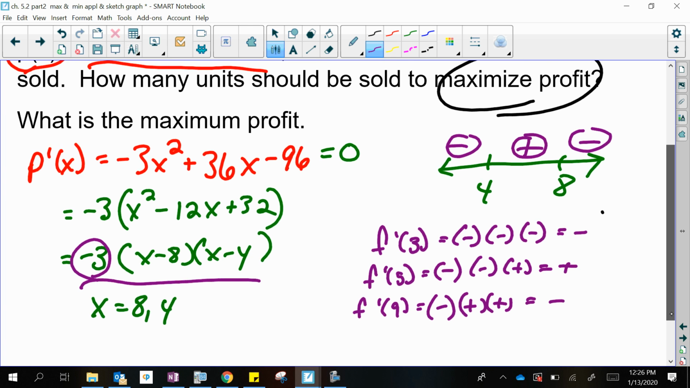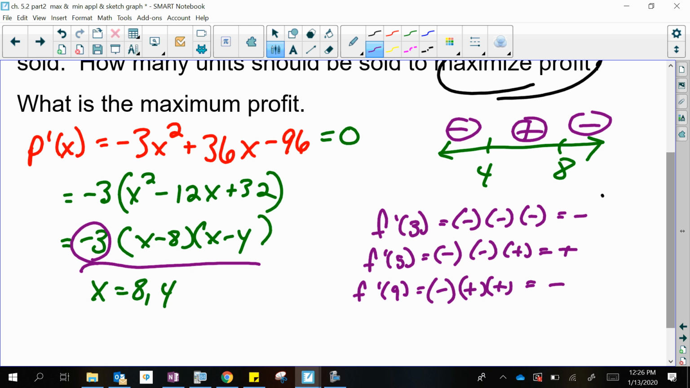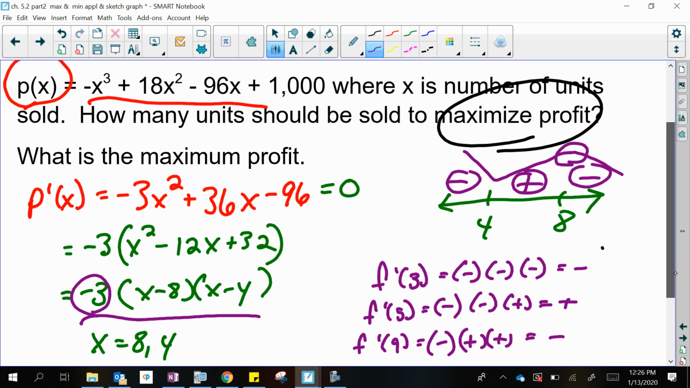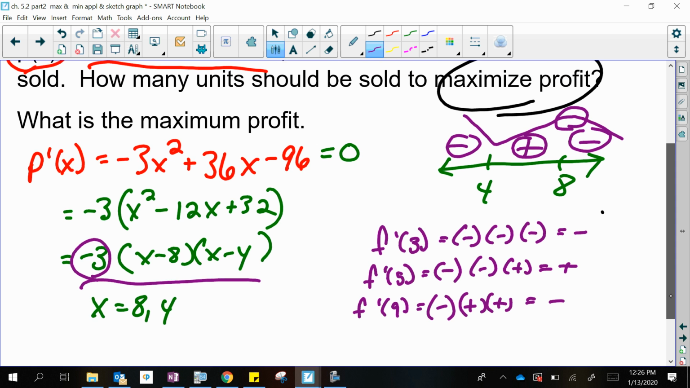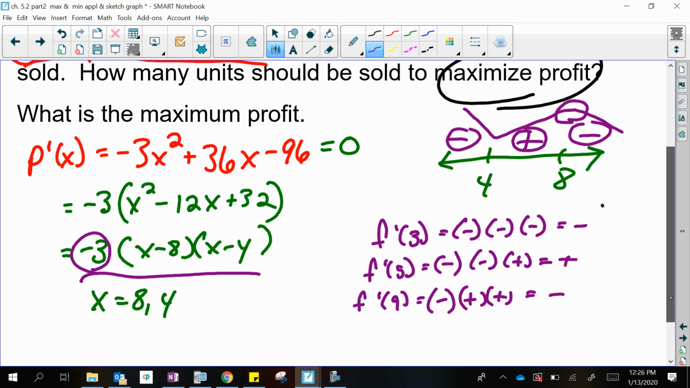So what represents a relative max? This is going down, then up, then down. So the 8. Does that make sense? So how many units should be sold to maximize profit? It's going to be how many units? 8 units.